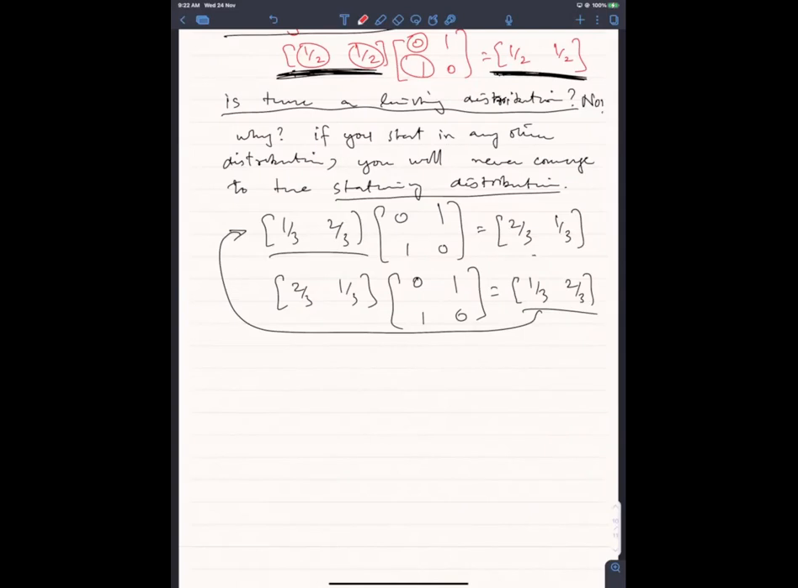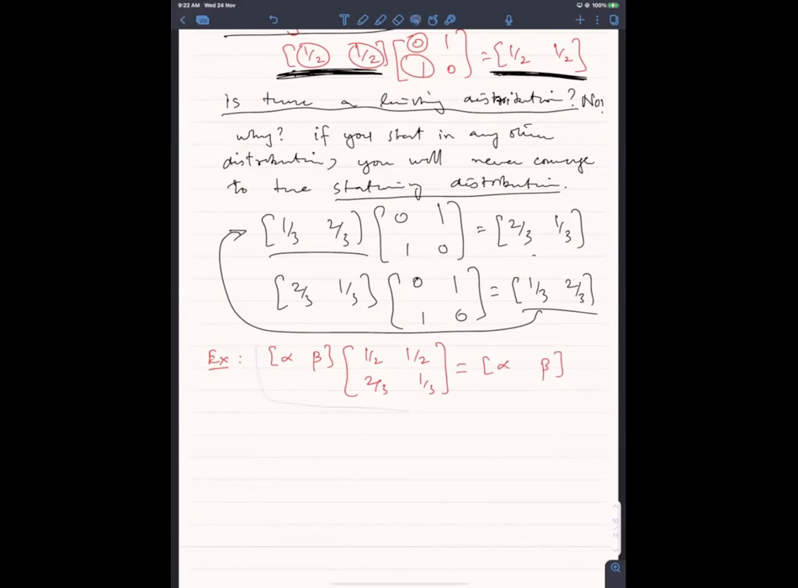So how do you solve these equations for the stationary distribution? Okay, let's consider the example above again. Let's say you have alpha beta as the stationary distribution. 1/2, 1/2, 2/3, 1/3. Same example. I want this to be equal to alpha beta.